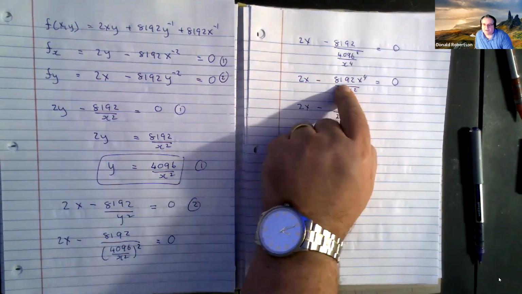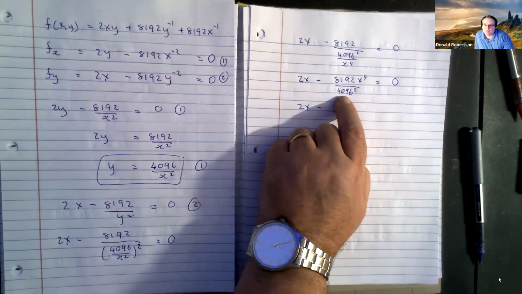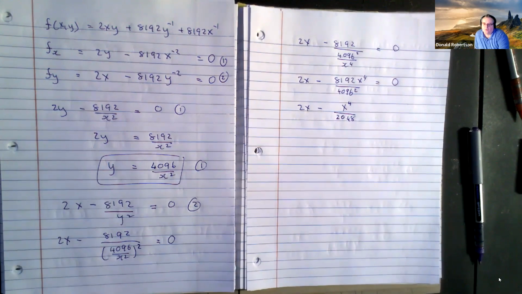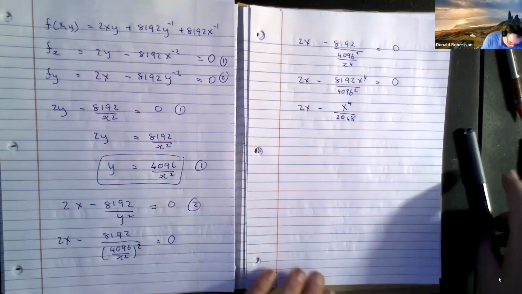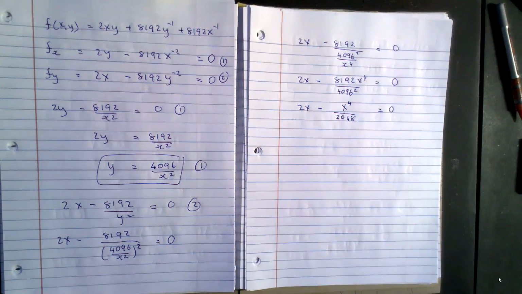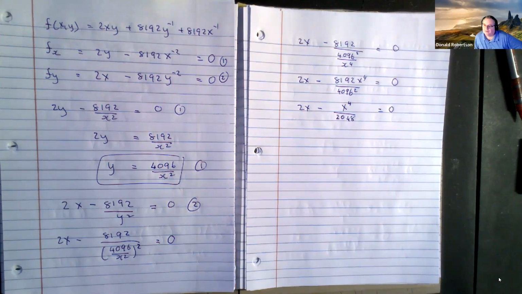Someone do a check on me. 8192 divided by 4096 squared. Do you end up with a fraction 1 over 2048? Because that's what I'm predicting it is. Yes, you are correct. God, at this time of night, I can still do math. That's scary. There must be one piece of my brain still functioning.